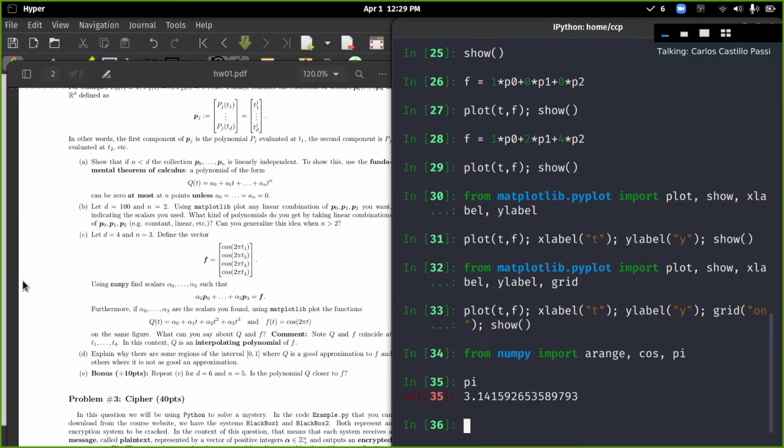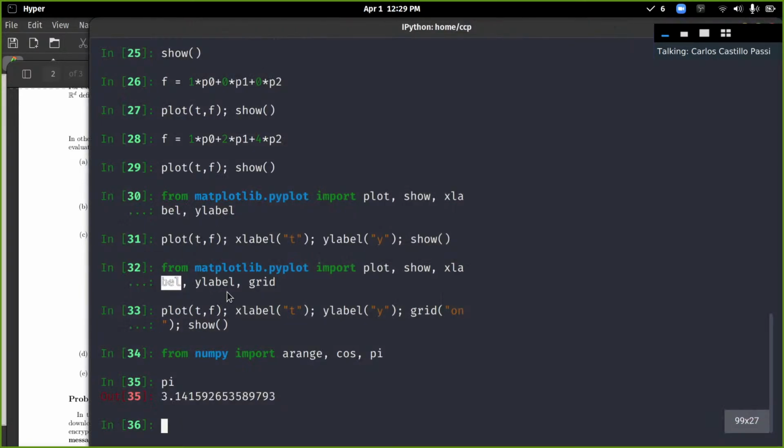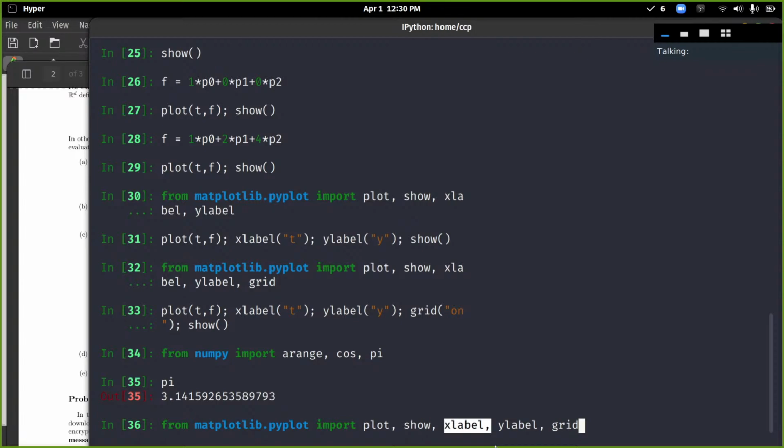Xlabel. Now what happened here is that the line is too short. If I do it like this, you can see that I wrote xlabel, but it just fell short, and the rest of the word went to the second line.